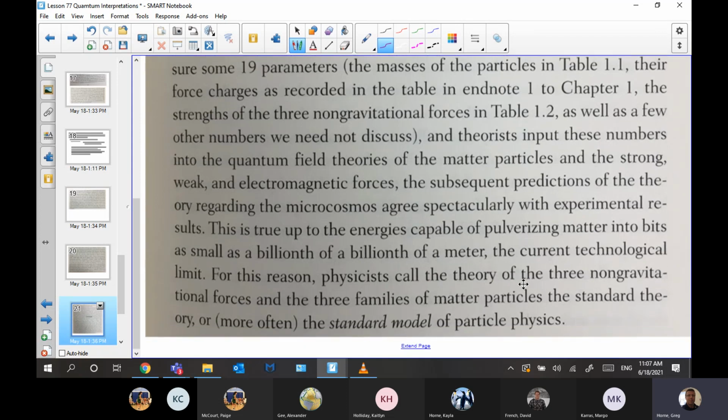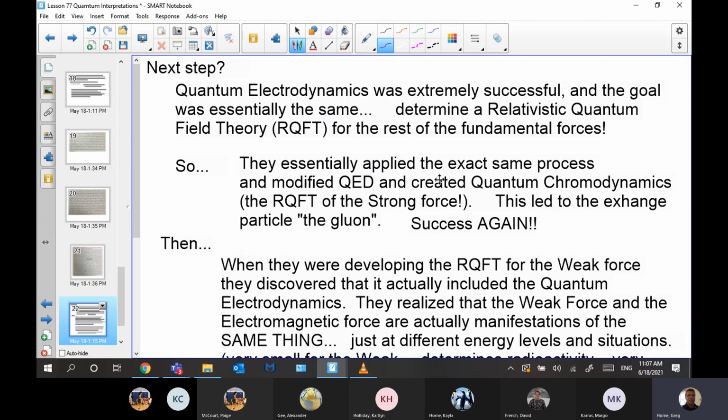For this reason, physicists call the theory of the three non-gravitational forces and the three families of matter particles the standard theory, the standard model. So that's what we were talking about. We were talking about the standard model. It's all the details of those relativistic quantum mechanical wave theories for the three forces of nature. So this is just the summary page to do with that.